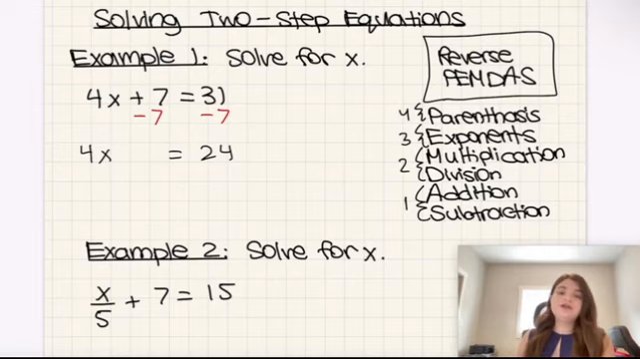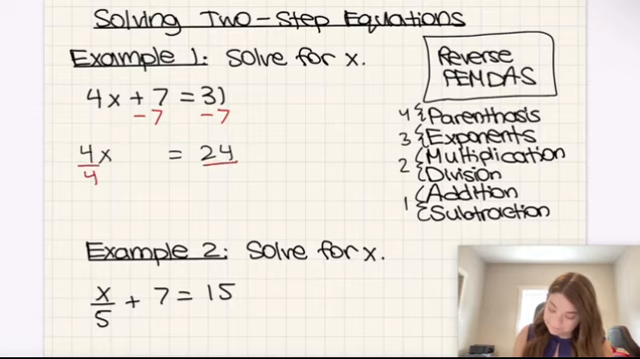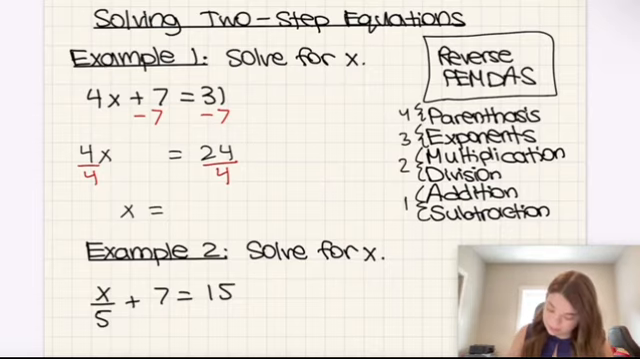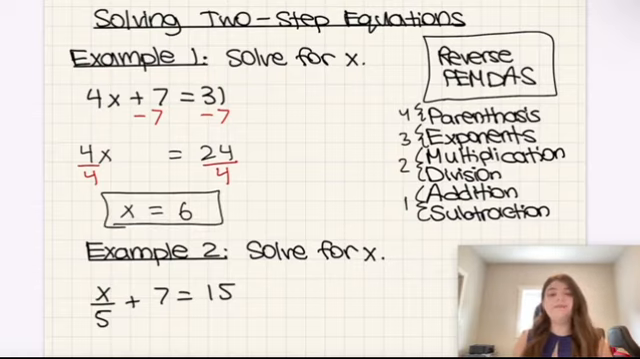Okay, what should we do next? Well, we have 4x equals 24, so we need to divide both sides by 4 in order to be able to cancel these 4's out and just get x is equal to 24 over 4. What is 24 divided by 4? That's 6. So therefore, x equals 6 is the final answer. So I'll box that in as that's our final answer.